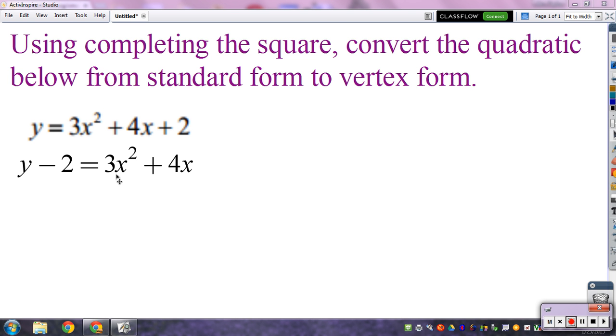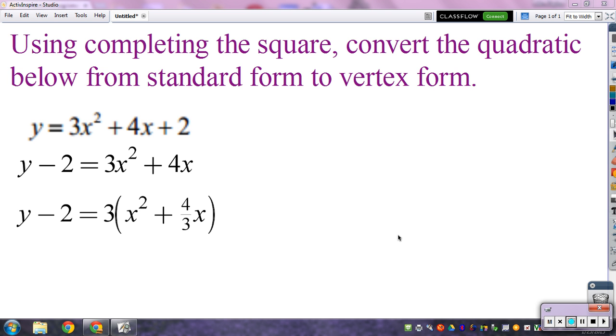And so when I factor out a 3, I would divide both these terms, the 3x squared and the 4x, by 3. And of course I'm going to get a fraction here, but that's okay. It just means you have a fraction instead of a whole number. So it would look like this. It would be y minus 2 on the left side still, and then it equals 3 times x squared plus 4/3 x. So the next thing I do is I complete my square.